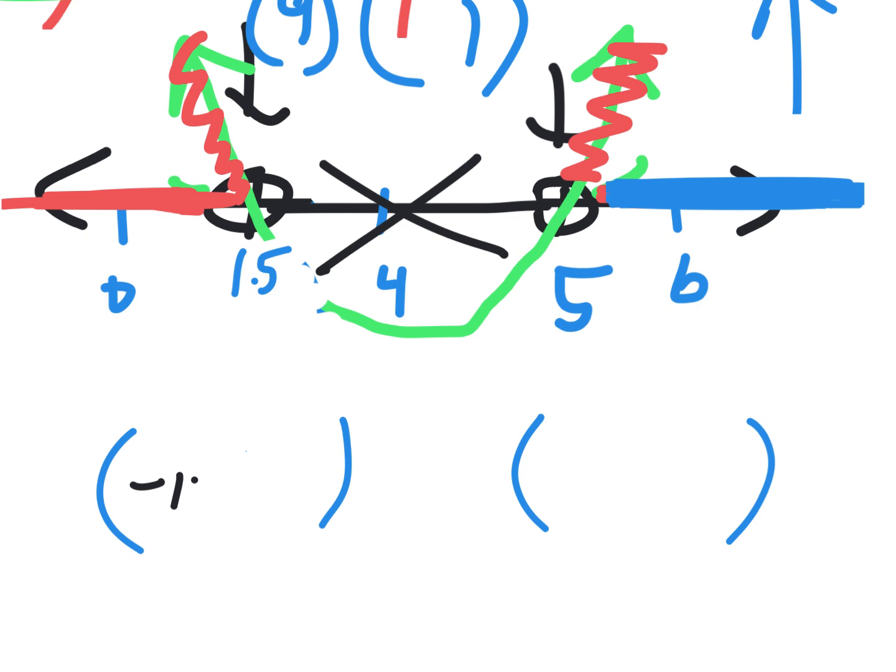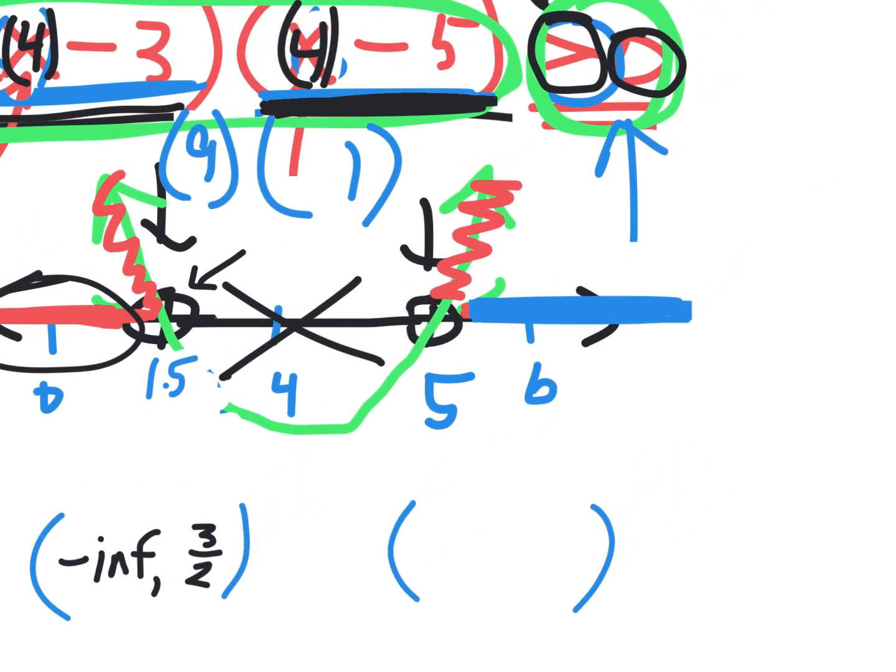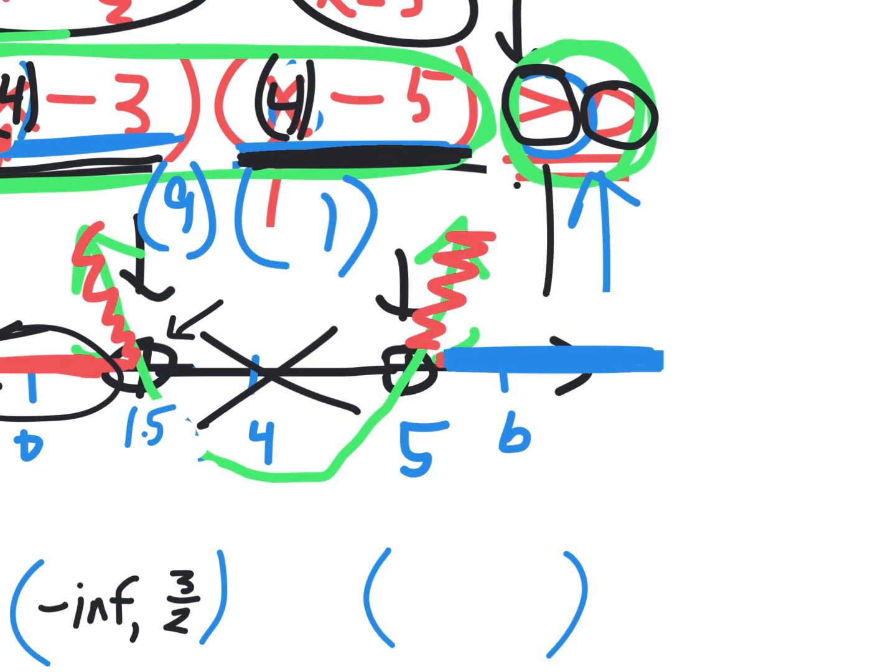Should have said negative infinity, or you can use the infinity symbol, up until it keeps working, you know, it's shaded, up until 1.5 or 3 over 2. I'm going to use 3 over 2. And then that doesn't work, so use a parenthesis, because it's an empty circle, because it's not an or equal to sign here.